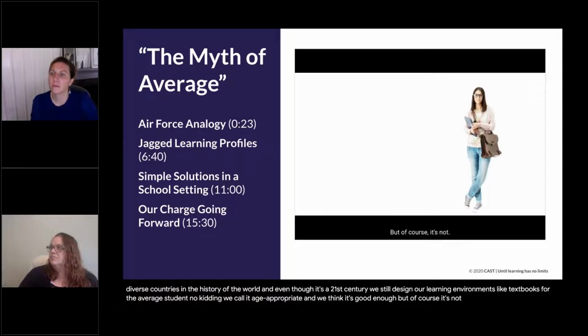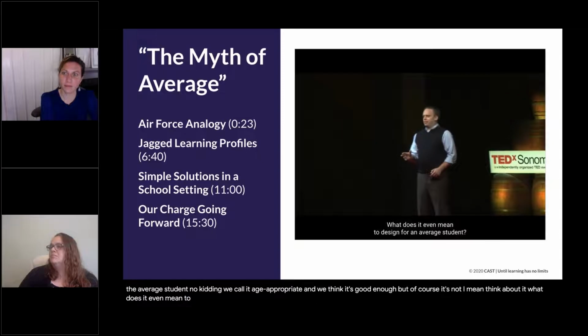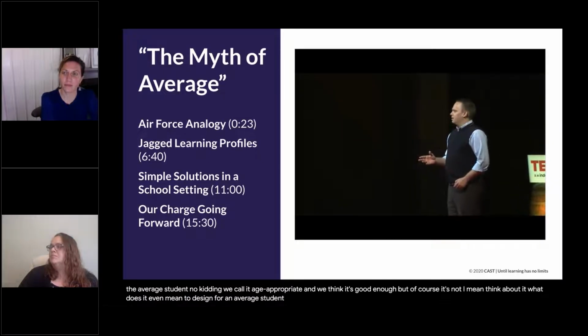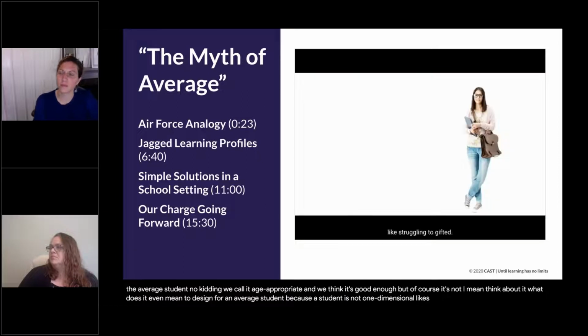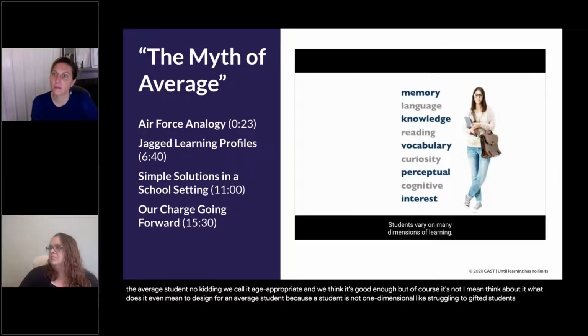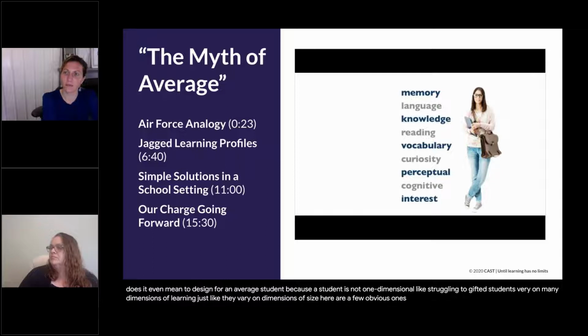But of course it's not. I mean, think about it. What does it even mean to design for an average student? Because a student is not one dimensional, like struggling to gifted. Students vary on many dimensions of learning, just like they vary on dimensions of size. Here are a few obvious ones.